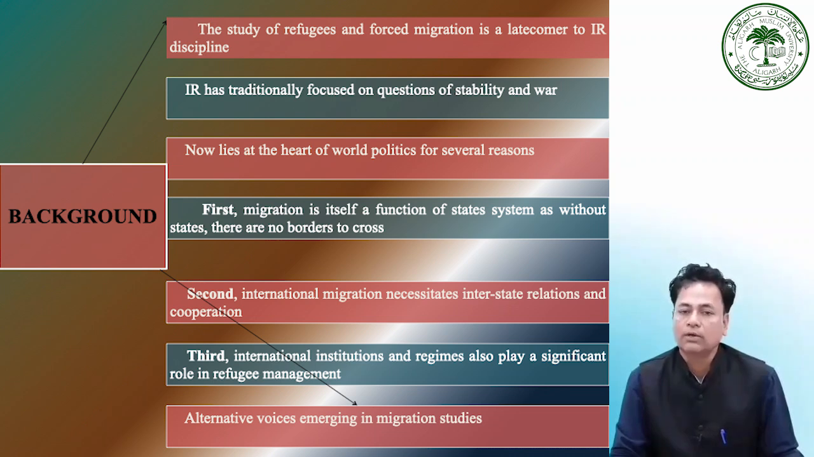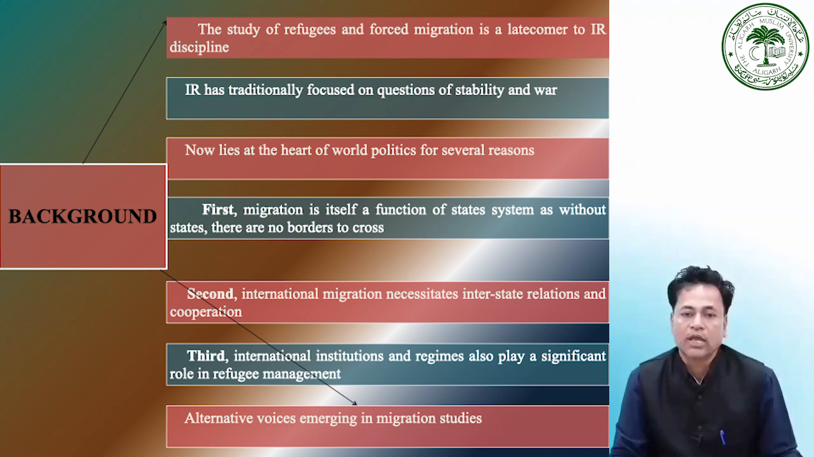There are several reasons why we consider the refugee problem or the forced migration problem as an important issue in international relations. First, migration is itself a function of the international system of states. Without the states, there are no borders to cross, and it is the crossing of borders that remains at the heart of the politics of migration. So the issue of refugees and migration is related to interstate problems, because people migrate from one state to the other, and here states are directly involved.